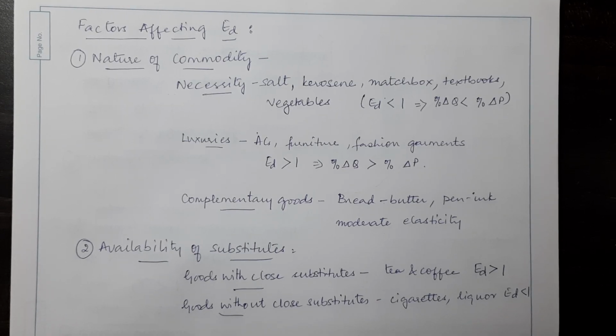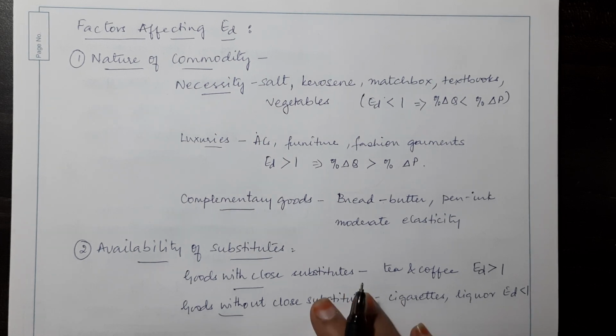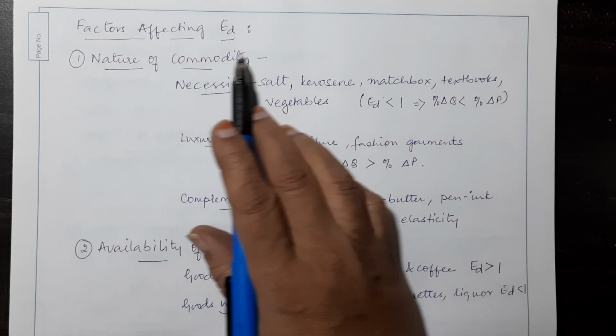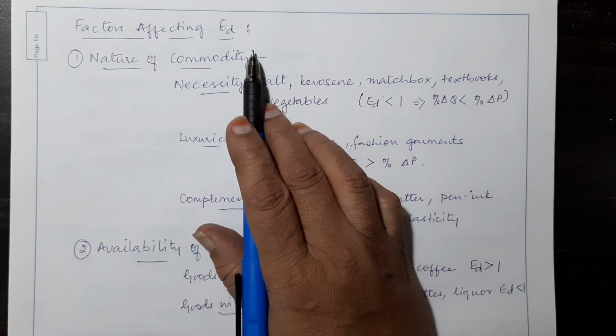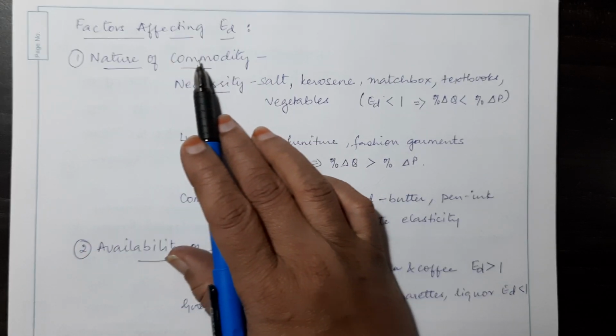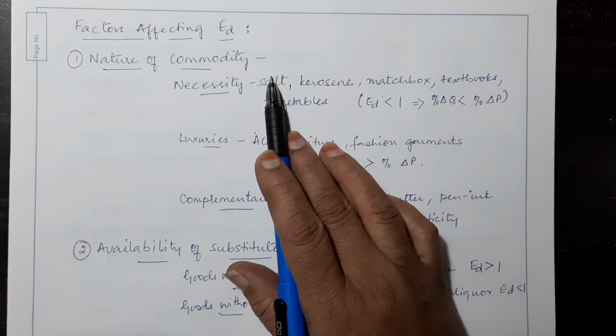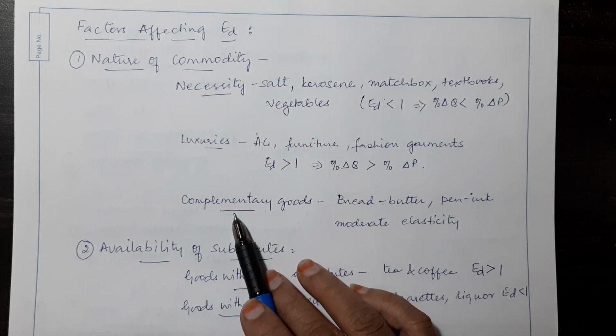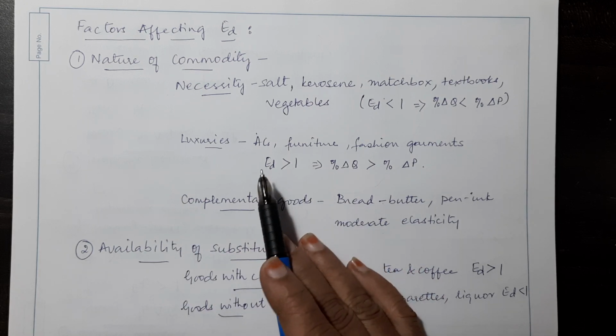Now we said elasticity of demand changes from commodity to commodity and there are various degrees. So let's see what are the factors that affect this elasticity of demand. The first one is the nature of commodity. What is this? These are different types of commodities. We learned that from commodity to commodity elasticity changes.